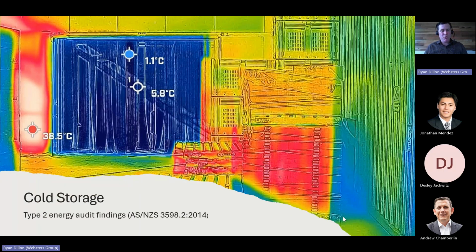Great. So cold storage, as Andrew has mentioned, we've done a number of Type 2 energy audits to the Australian and New Zealand standard 3598/2014. And at a Type 2 level, we're looking at a medium accuracy, which means that we've put in various motor runtime counters, temperature data loggers, and performed measures to have some accuracy in regards to some of the recommendations presented.